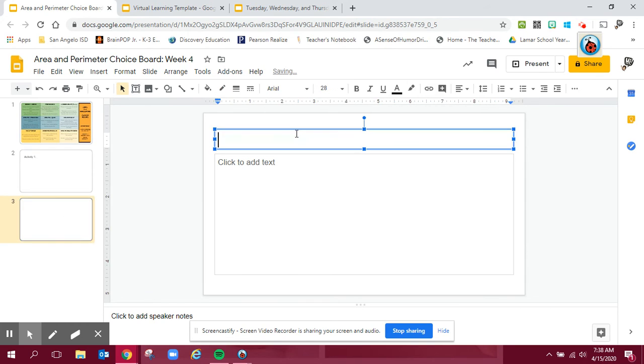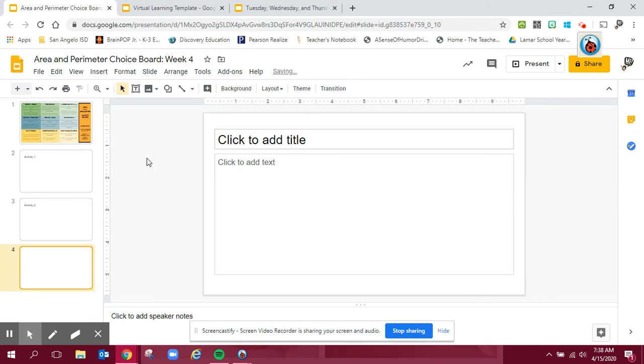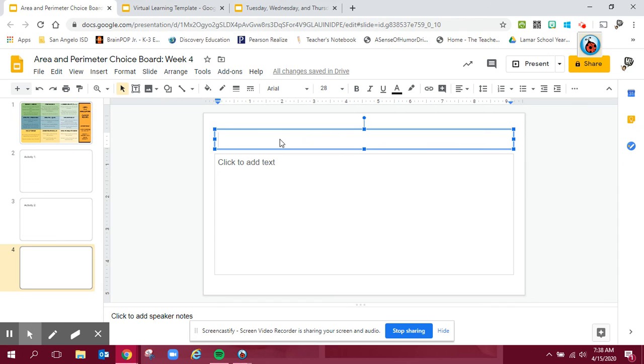If you finish this, I am going to submit this assignment, if you finish it, for one of your lowest grades for the past 2 weeks. So if you didn't do so hot on one of the quizzes, I'm going to grade this choice board activity and submit it in place of that grade. So it's kind of like extra credit. Get it, got it, good.